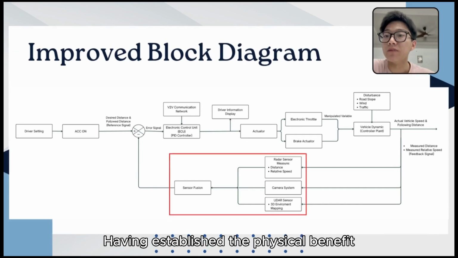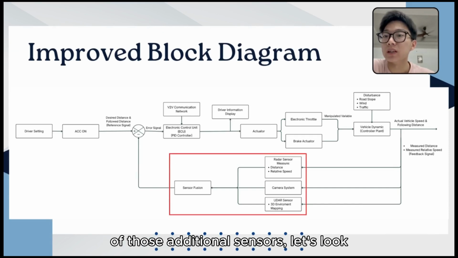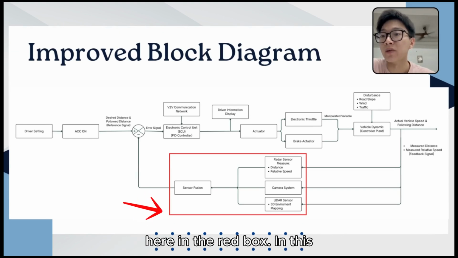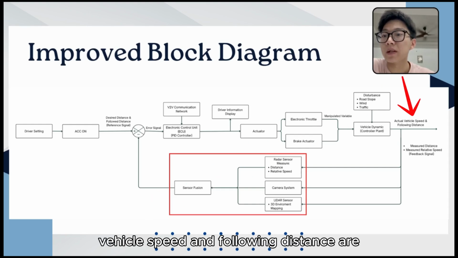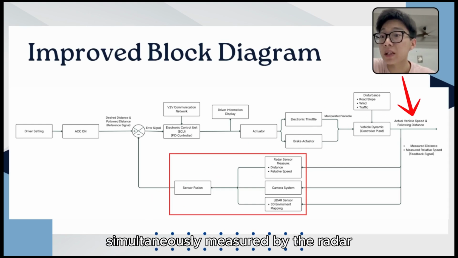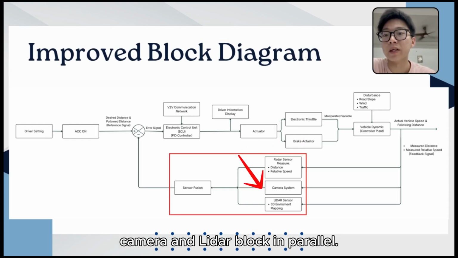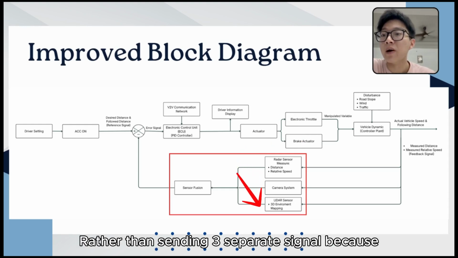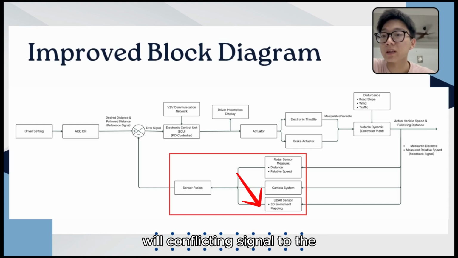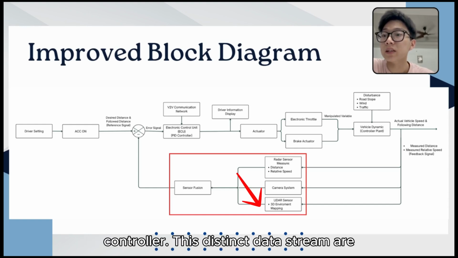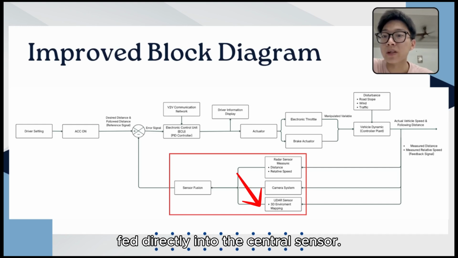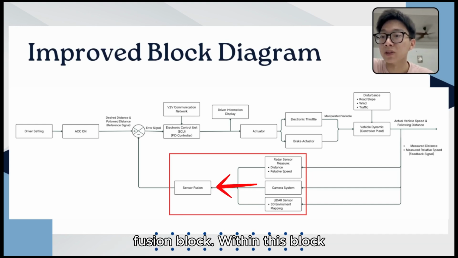Having established the physical benefit of those additional sensors, let's look at how this upgrade is modeled in our control loop, which is highlighted here in the red box. In this improved architecture, the actual vehicle speed and forward distance are simultaneously measured by the radar, camera, and LiDAR in parallel, rather than sending three separate, conflicting signals to the controller. These distinct data streams are fed directly into the central sensor fusion block.